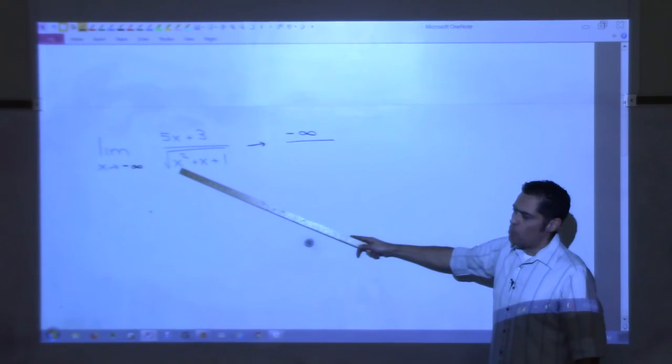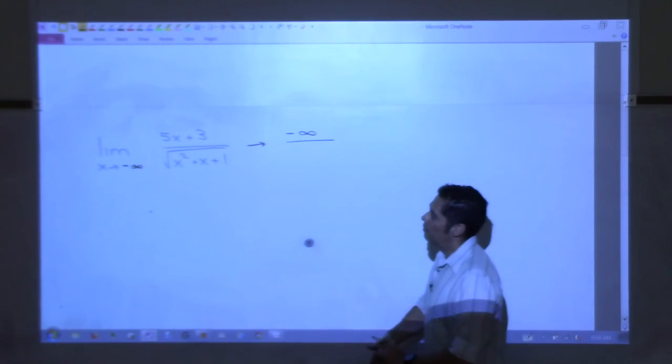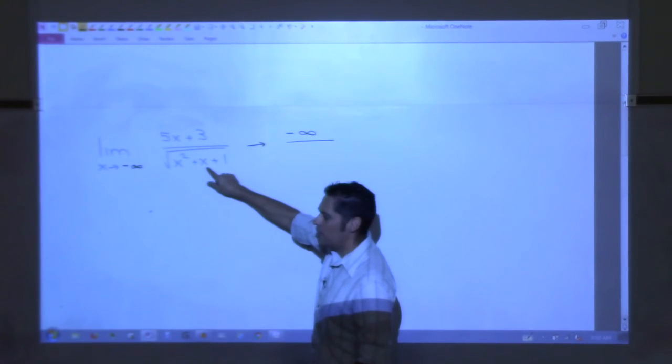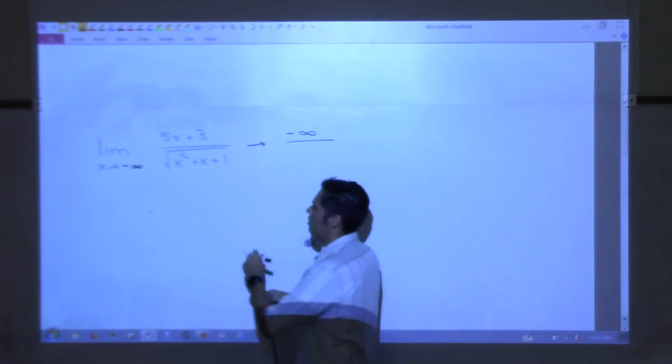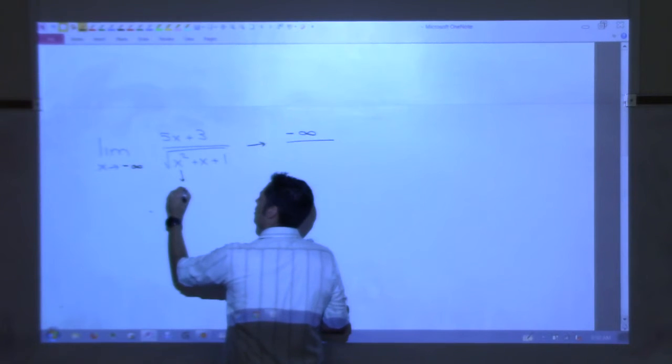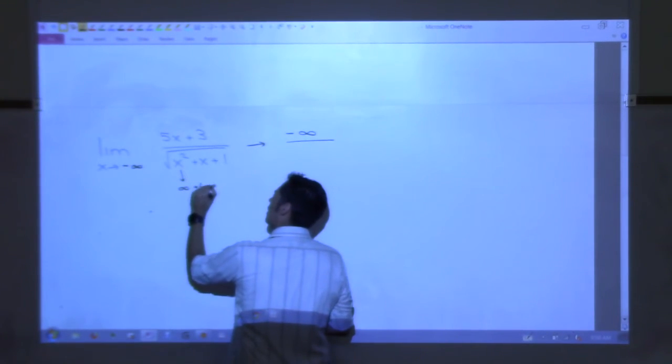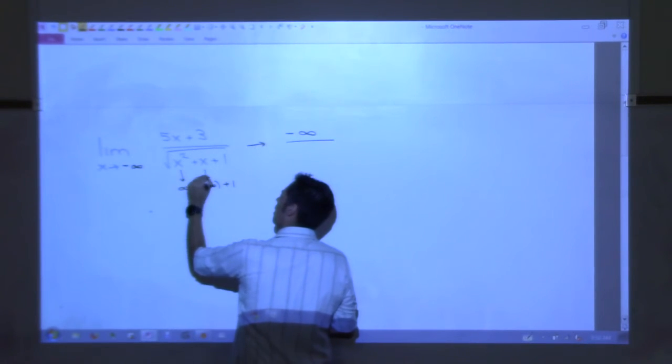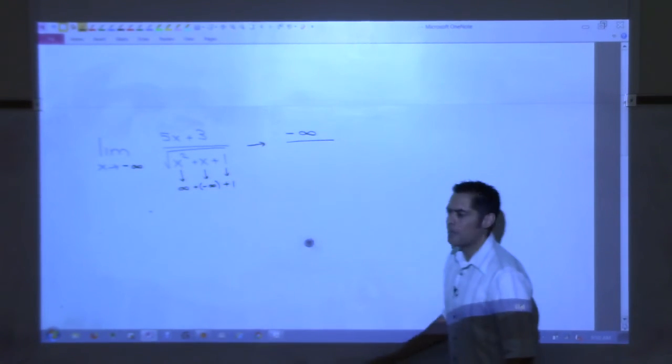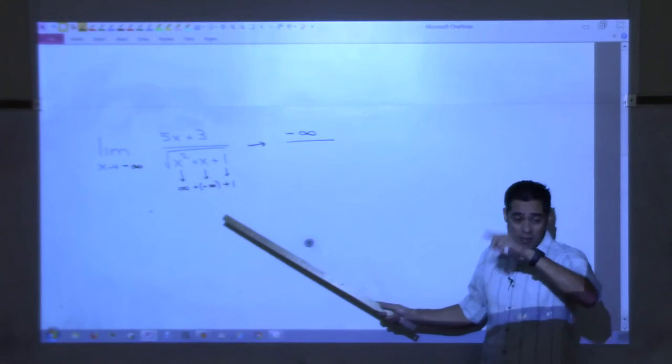Negative infinity squared should be positive infinity, right? Plus negative infinity. So this is almost looking like this: this is infinity plus negative infinity plus 1. Do y'all see that? That's what's happening there. Do y'all see this? And then it's underneath the square root.